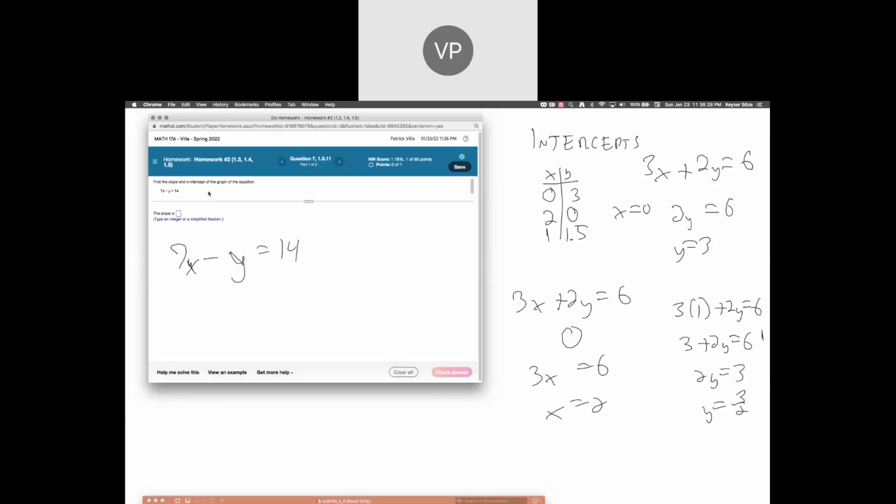Now, in case you're not clear, whatever form they give you, if you want to get the slope and the y-intercept, you want to get your equation into this form right here: y equals something times x plus some number. First step, get the y by itself. So I just move over that 7x and make it a negative 7x. Divide everybody by negative 1, and we get y equals 7x minus 14.